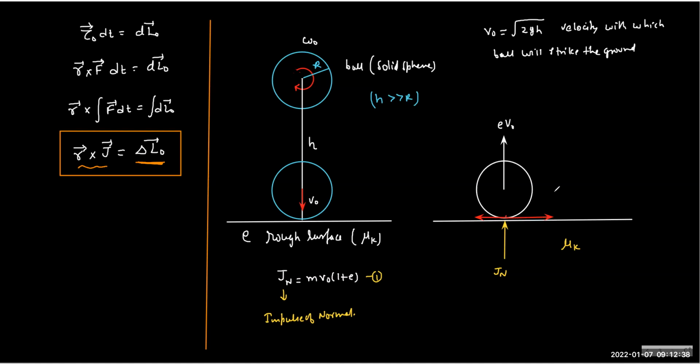So now because of the spin given, the friction will act right, but because the normal is impulsive, the friction also becomes impulsive. We call it JFK. And again, if you remember the center of mass chapter, JFK, the impulse of friction, is mu times J. I'm just dropping the K subscript to make it look better.